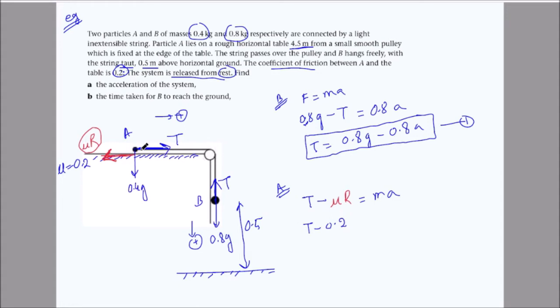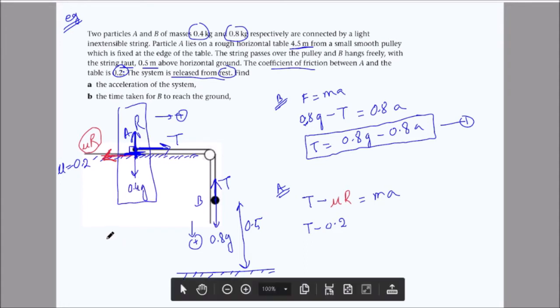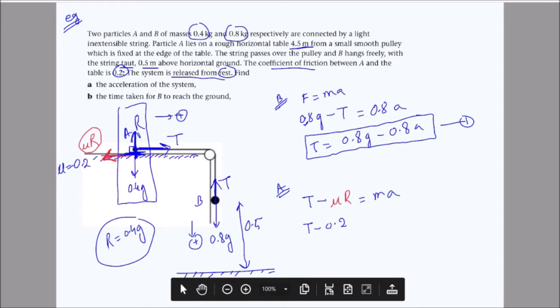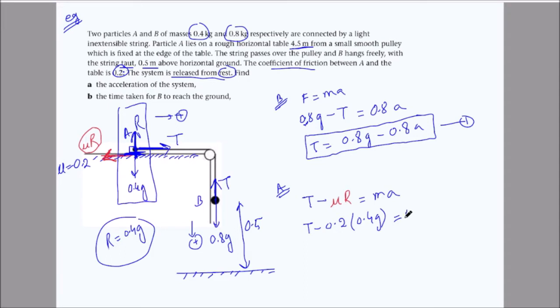And R is the normal reaction force. Since the particle is in contact with the table, there will be a normal reaction force acting perpendicular to this plane. If you take the free body diagram for particle A and consider the vertical direction, there is no motion in this direction, right? So upward equals downward, and from here you will get the reaction value. If I substitute this in the equation, it's 0.4 g equals ma. The mass is 0.4, a is unknown.